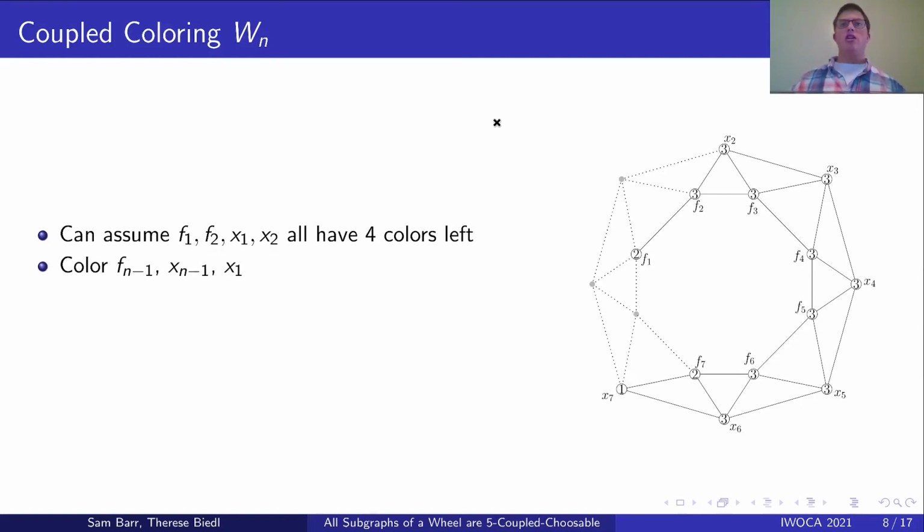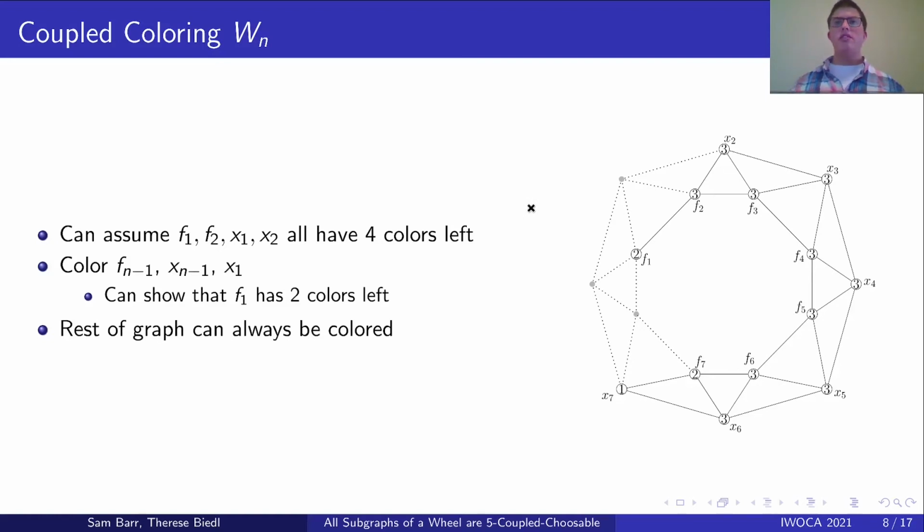We next color the vertices fn-1, xn-1, and x1. In particular, it's possible to show that we can always color these 3 vertices in such a way that f1 has at least 2 colors left. From here, it's not difficult to see that the rest of the graph xn can always be colored.